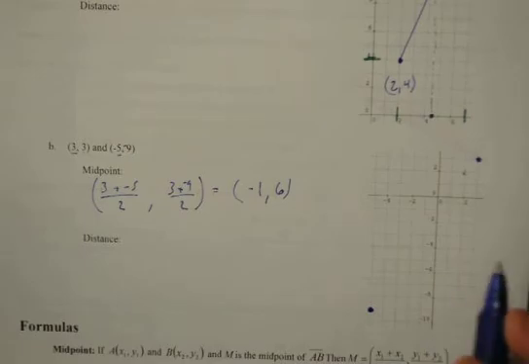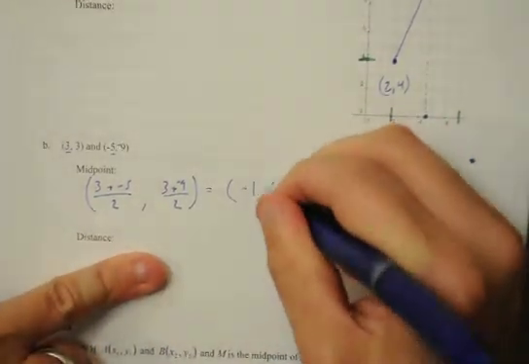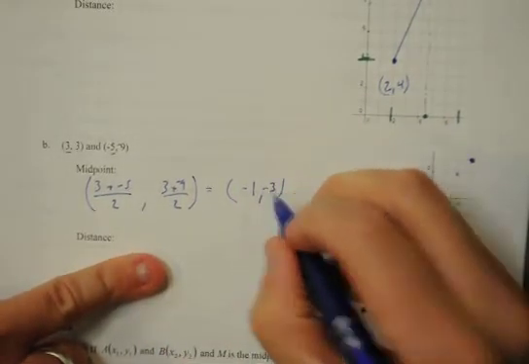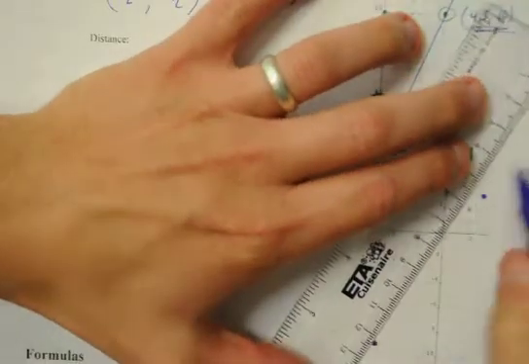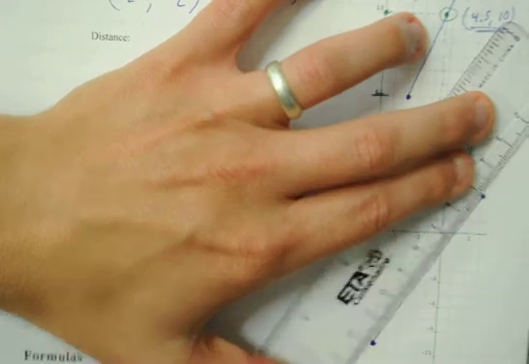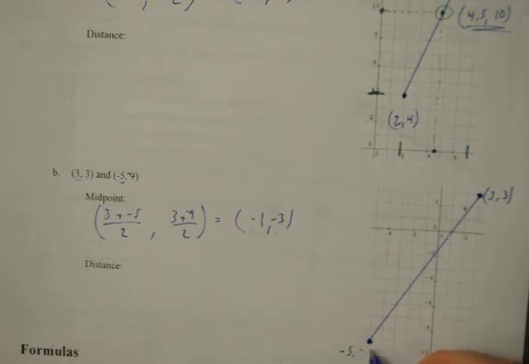So there it is on the graph. So that changes my answer. 3 plus negative 9 is negative 6. Negative 6 divided by 2 is negative 3. So let's see if that's true. And there's my 2 points. Again, I changed the points, sorry. That's 3, 3, and that's negative 5, negative 9. Oops. It's okay, things happen.